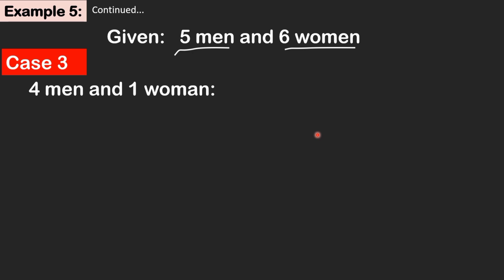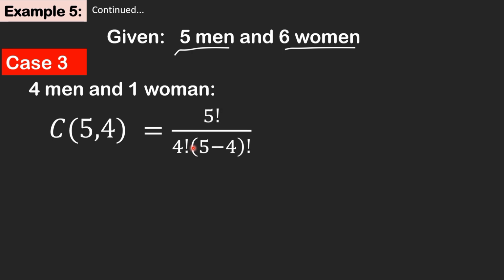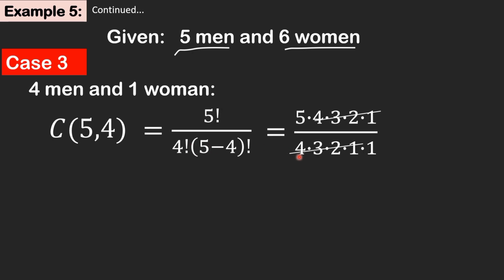Next is case 3. Choosing 4 men from the 5 men. That is combination of 5 taken 4 at a time. Substitute the value of n and r to the combination formula. Expand and then simplify by cancellation. Then there are 5 ways to select the 4 men from the 5 men available.